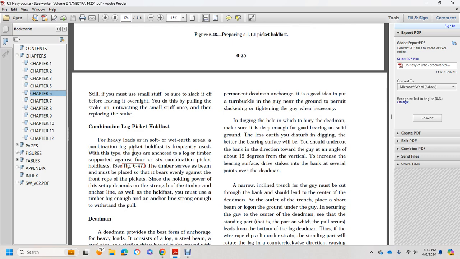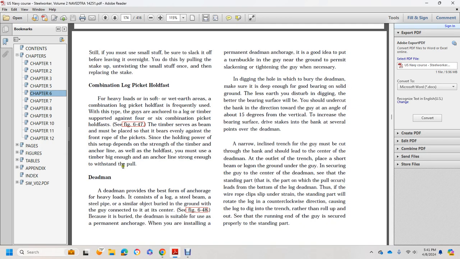For a combination log picket hold fast, with a heavy load on top of wet earth, use the combination picket hold fast frequently, even with other types of guys. The anchor for the log, the timber, supports against the force. With the combination picket hold fast, the timber bears on the front row of the pickets. The holding power depends on the strength of the timber, the anchor line, as well as the hold fast. You must use timber big enough and an anchor line strong enough to withstand the pull on the dead man.